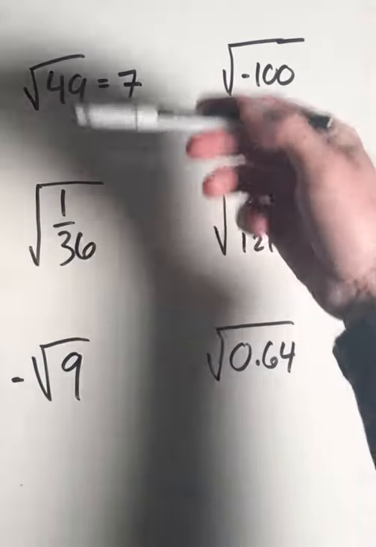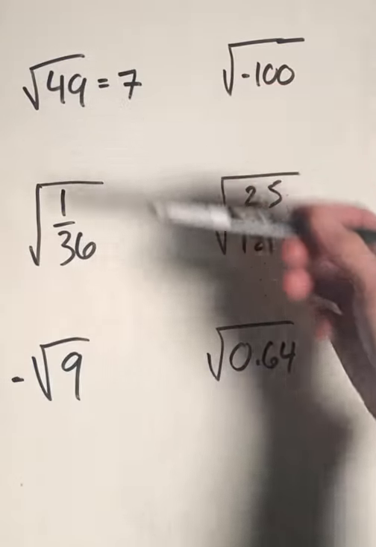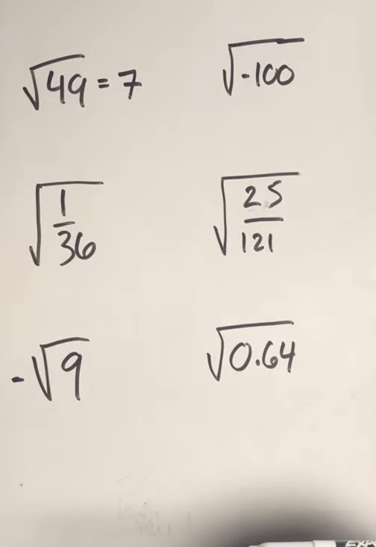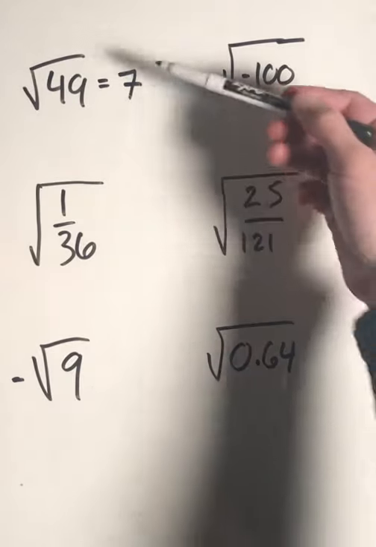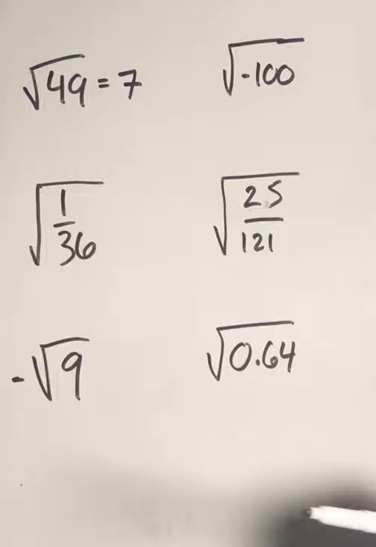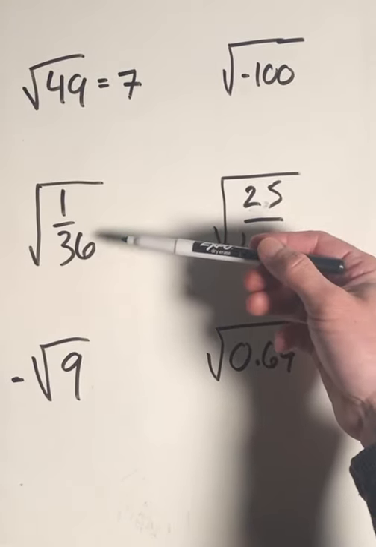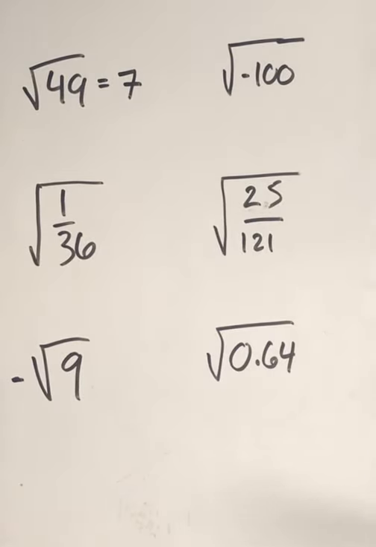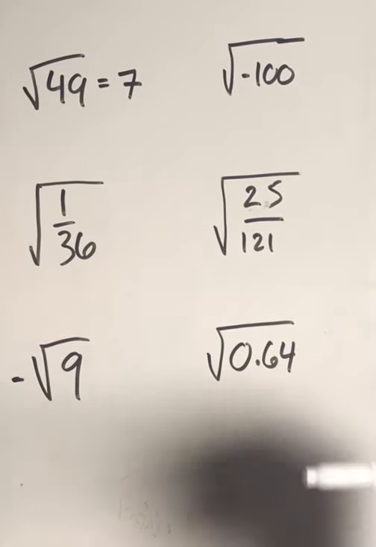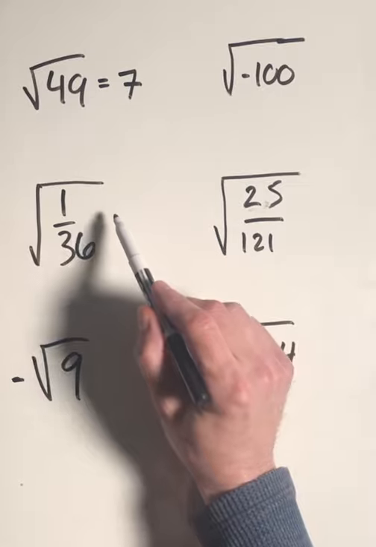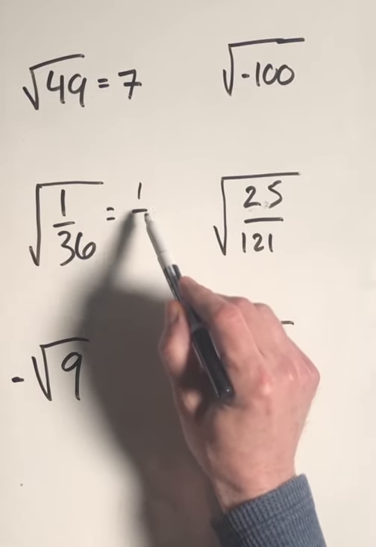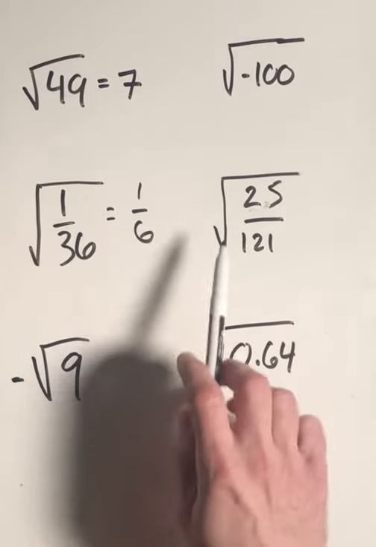Now, negative 7 is also a square root of 49, but we're going to be interested in the positive, or the principal, square root for now. So we will say the square root of 49 is 7. Down here, we'll look at the square root of 1/36, and you might ask yourself, well, 1/6 times 1/6 would equal 1/36. So the square root here would be 1/6.